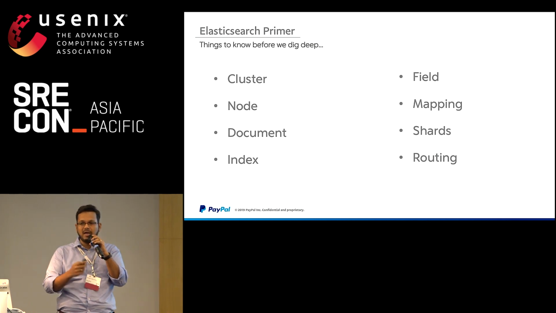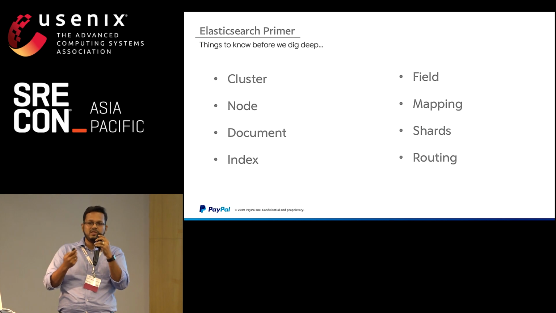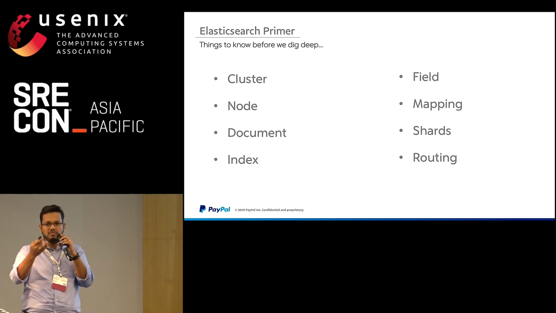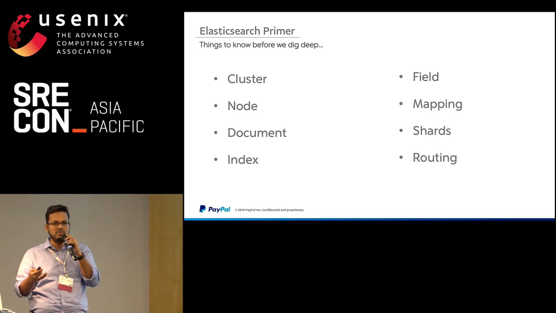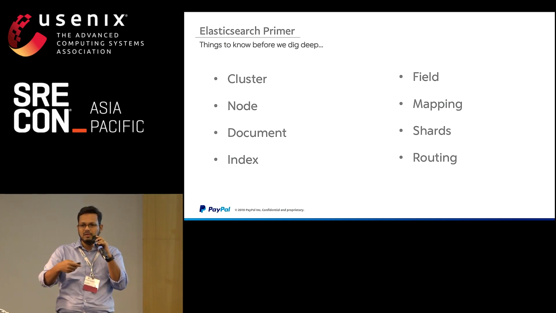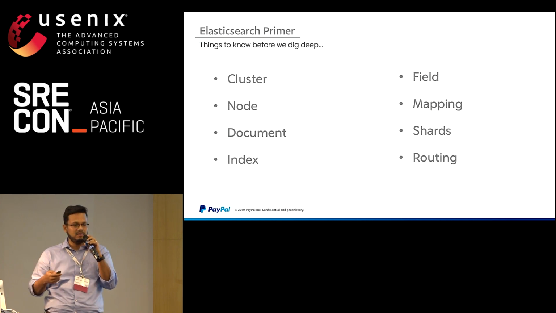Mapping is nothing but a schema. If you go back to your database, the schema definition for a table is equivalent to what we call a mapping in Elasticsearch. So this defines what columns, what fields are there, and what the data types of each of those fields are. And we'll talk about something in the upcoming slide, in terms of how Elasticsearch will interpret this data.